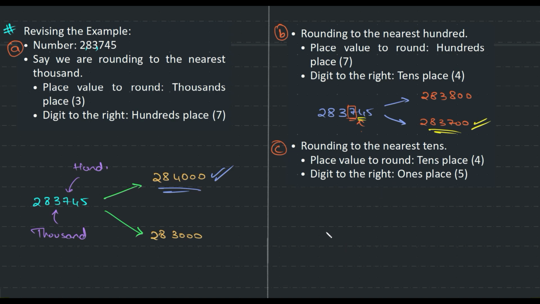Please try the last one. 283745. First thing is look at the position. Tens place is this. So the one influencing is your ones place. Okay, he is the influencer. Now, either it is 283,750, that's the rounding up value, or 283,740. So should you round up or round down? It's influenced by 5. So 5 is a rounding up value. So we have this as the answer.